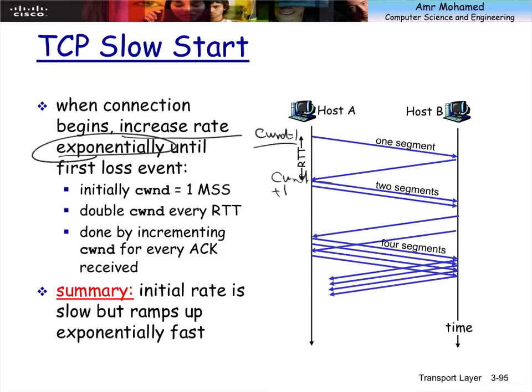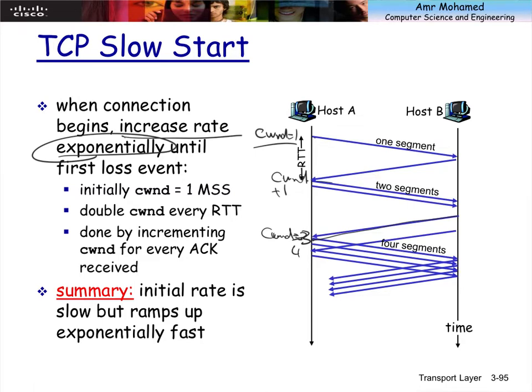So we send 2. Then we are expecting to receive 2 acknowledgements. For each of these acknowledgements, we increase by 1. So here the congestion window becomes 3, right? And here it becomes 4. So for each acknowledgement, I increase by 1, but technically for each round trip, I double. For each complete round trip time, effectively, I double the congestion window.